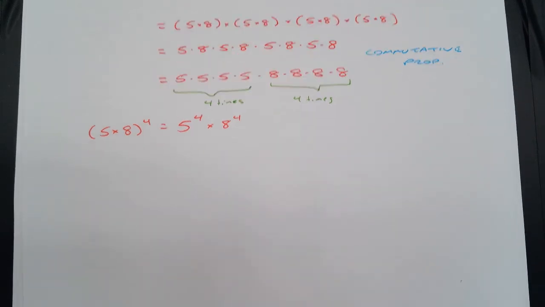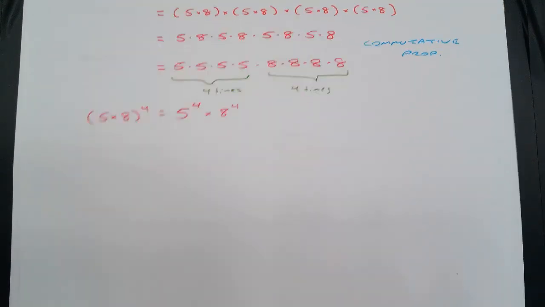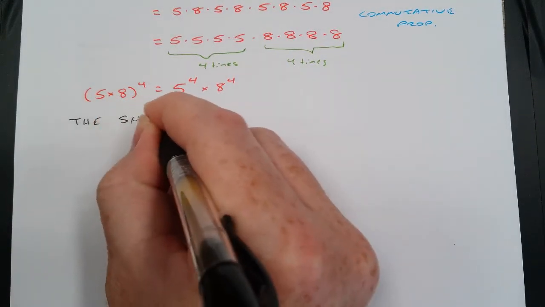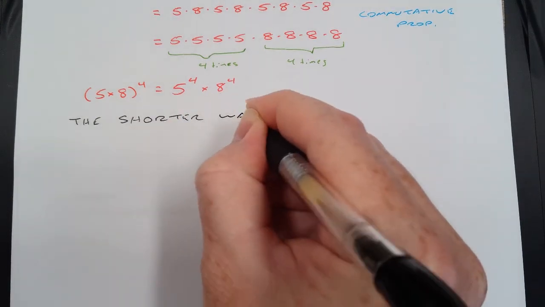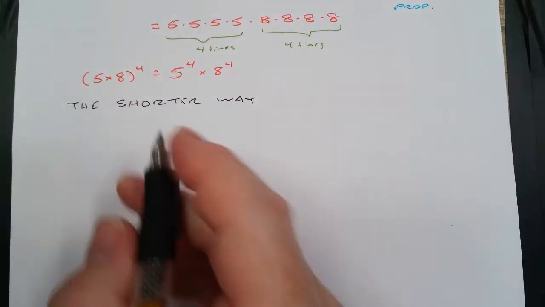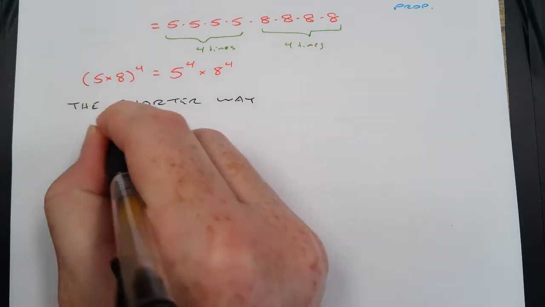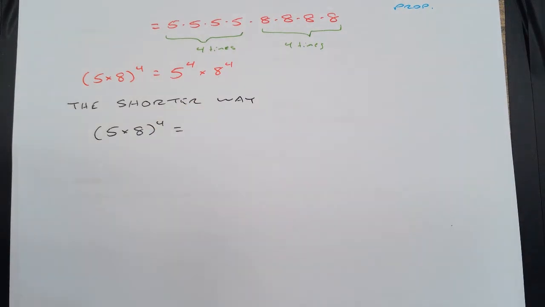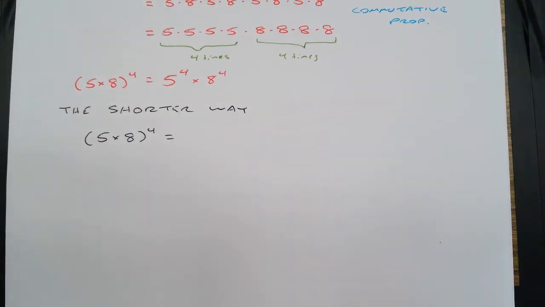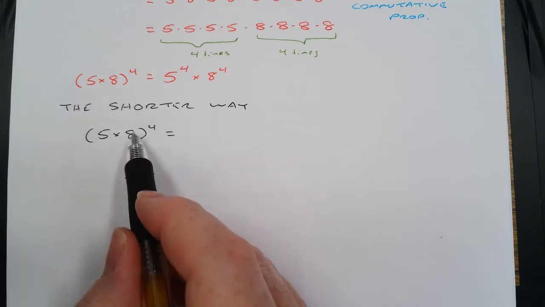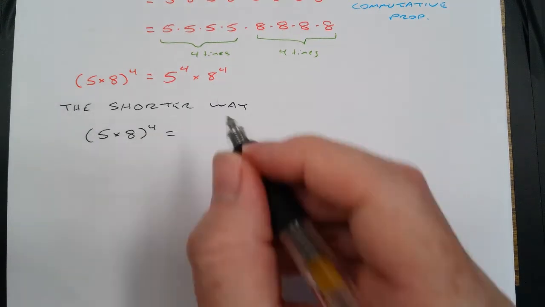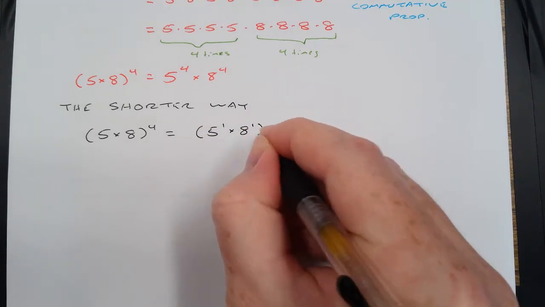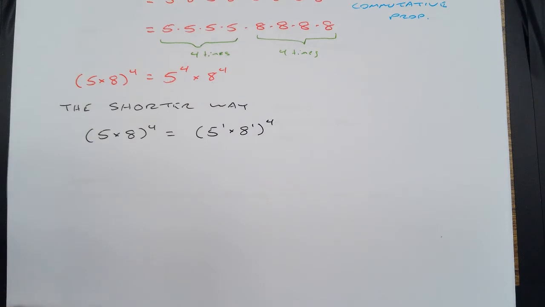There is a shorter way to do it, so you don't have to stretch everything out, especially when the exponents get bigger. We don't want to stretch everything out. So let's look at the shorter way. The shorter way says, well, we're still going to start with 5 times 8 to the 4th. Let's use what we learned earlier in this lesson. What are the exponents inside here? Well, I have 5 to the 1st times 8 to the 1st, all to the 4th.